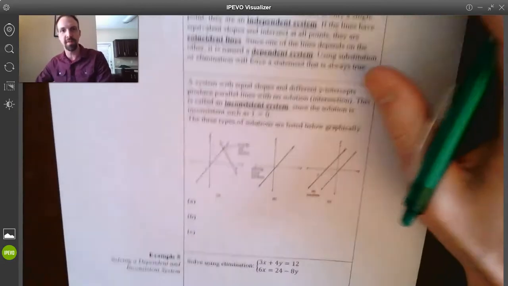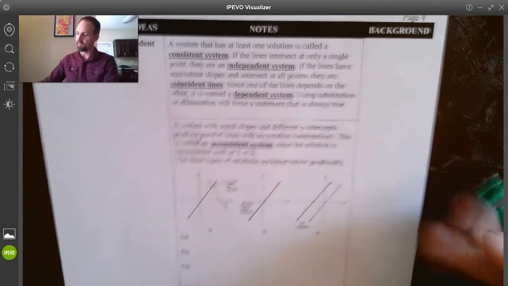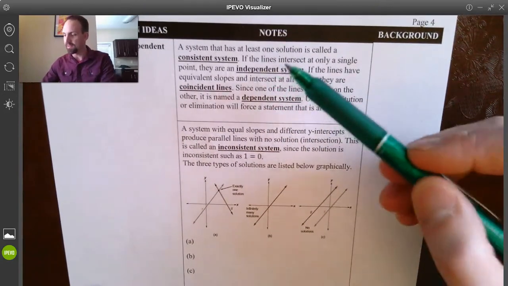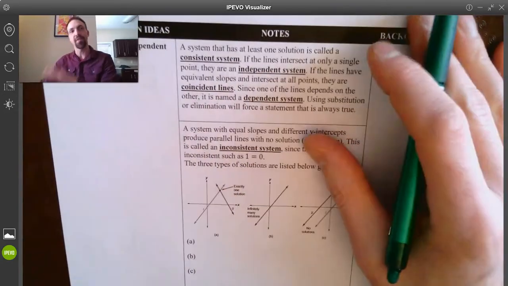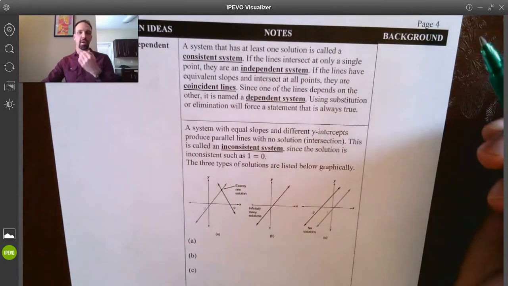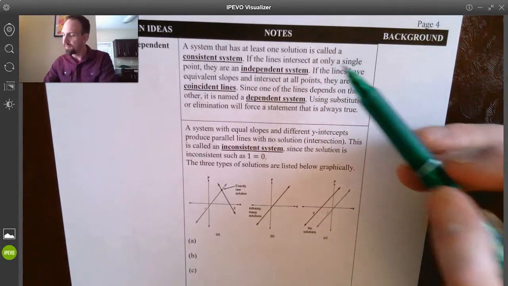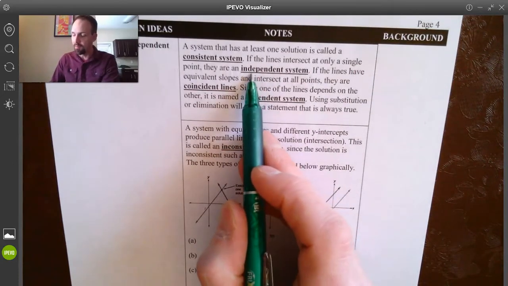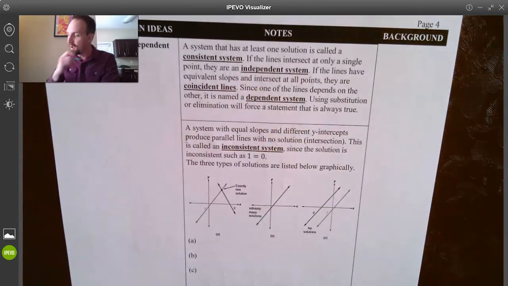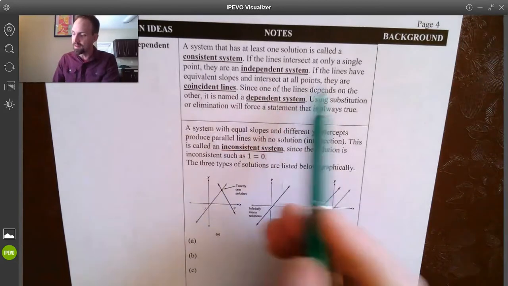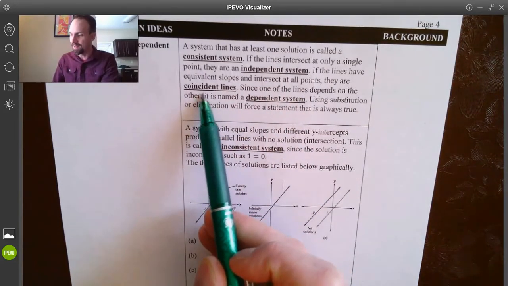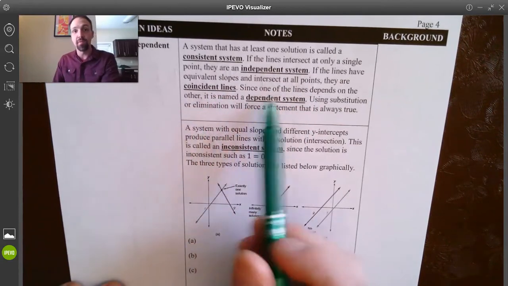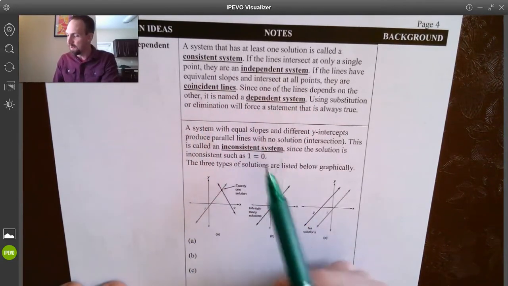I'm going to start with just the top part, but we'll actually save example 5 for the next video. So a system that has at least one solution, we call that consistent. If we get a single solution or a single point, then what we have is an independent system. If the lines have equivalent slopes and they intersect at all points, then we call them coincident lines. Coinciding, coincident, one line on top of the other. Since one of the lines depends on the other, we call that a dependent system.